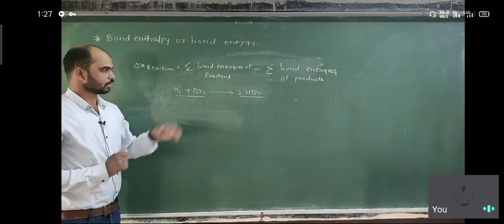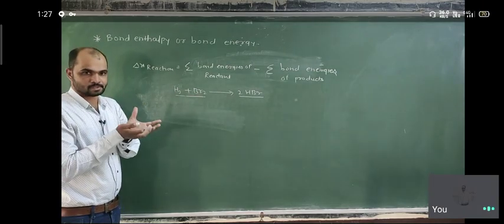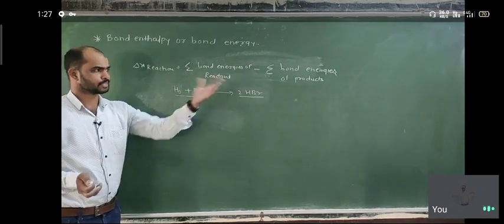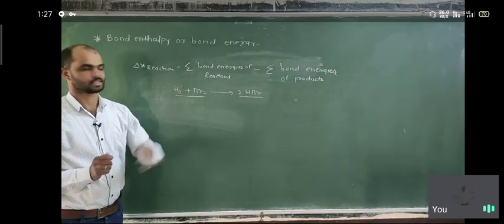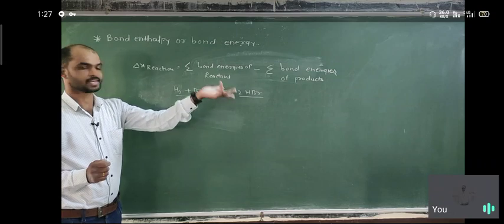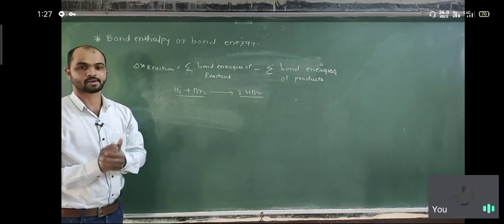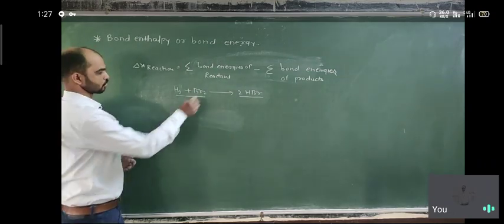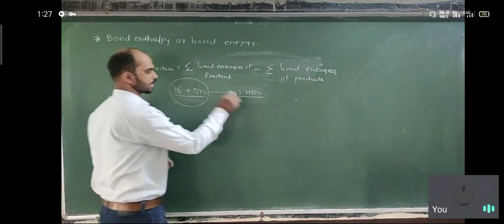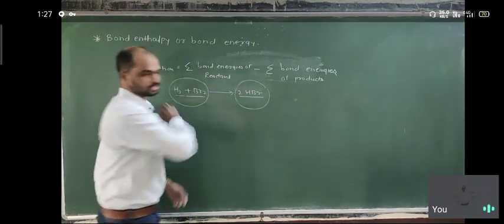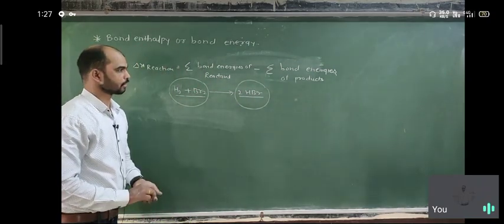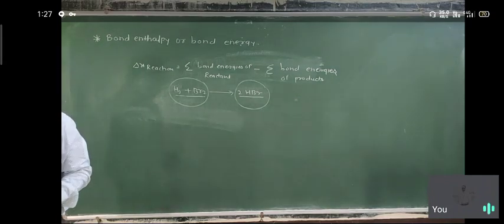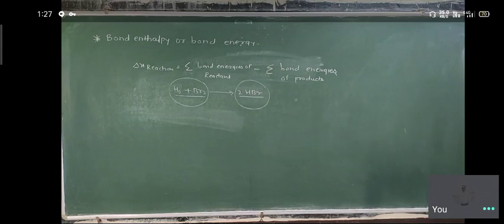If the energy of the product side is in excess compared to this one, it means energy is evolved. Whether energy is evolved or absorbed totally depends on the bond energy of the reactant side and the bond energy of the product side. We're going to calculate one by one in our next point. So we're going to start some numerical problems based on bond energy.